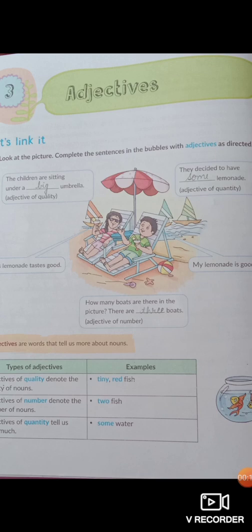Second, you have to fill with adjective of quantity. They decided to have some lemonade. Third sentence, you have to fill with adjective number. How many boats are there in the picture? There are 3 boats.